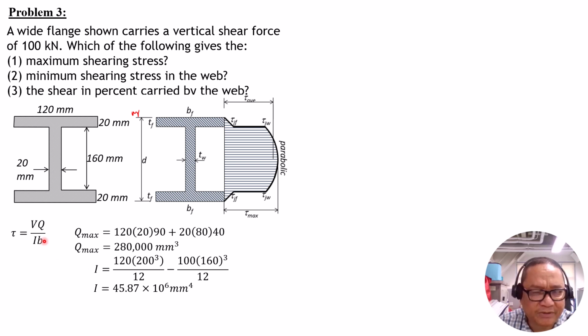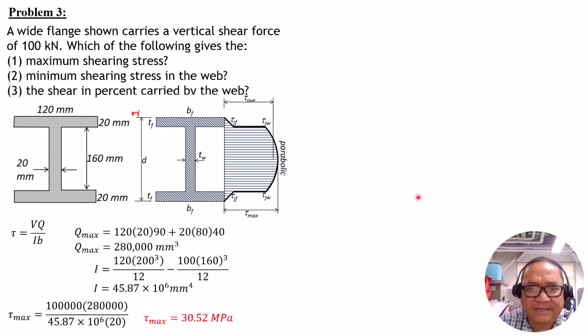So substitute into this formula: tau max is V, 100,000, Q, which is Q max 280,000, over I, 45.87 times 10 to the 6. B is the width of this section at the neutral axis, 20. Solving for tau max, it is equal to 30.52 megapascals.